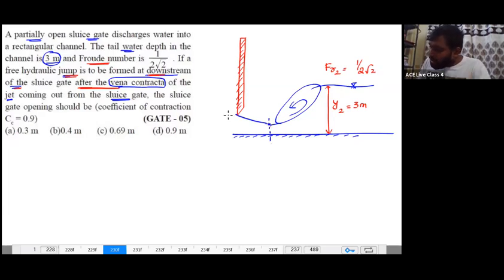So now what they are asking is, what is the depth of opening? Whatever this is, let's take it as y dash. The sluice gate opening should be, if the coefficient of contraction they mentioned is 0.9.